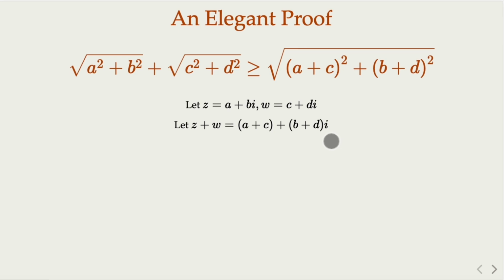Now we can just plug in the inequality that we just learned, the triangle inequality, and the definition of the modulus here is going to be the square root of a squared plus b squared. If you plug in the formula for the modulus, you get exactly this inequality. That's the proof. Simple and elegant.